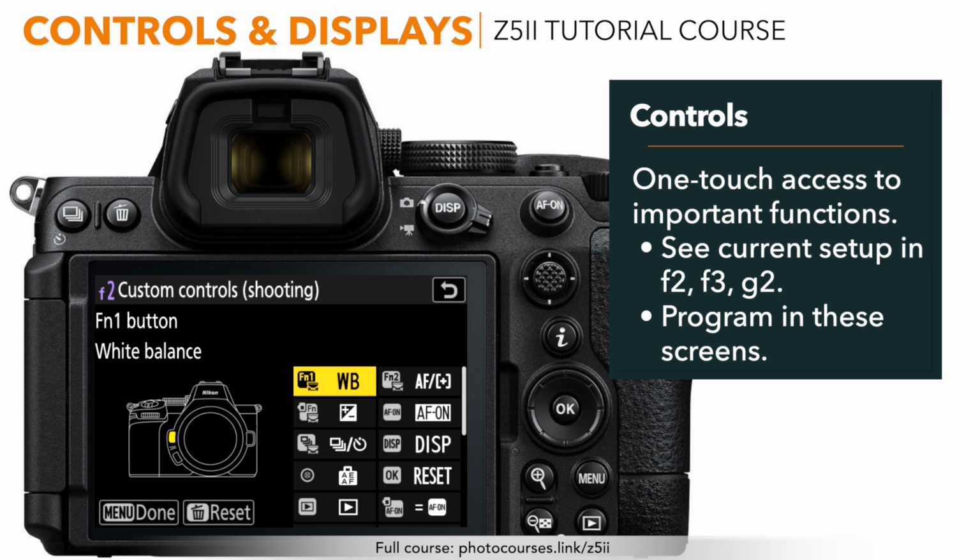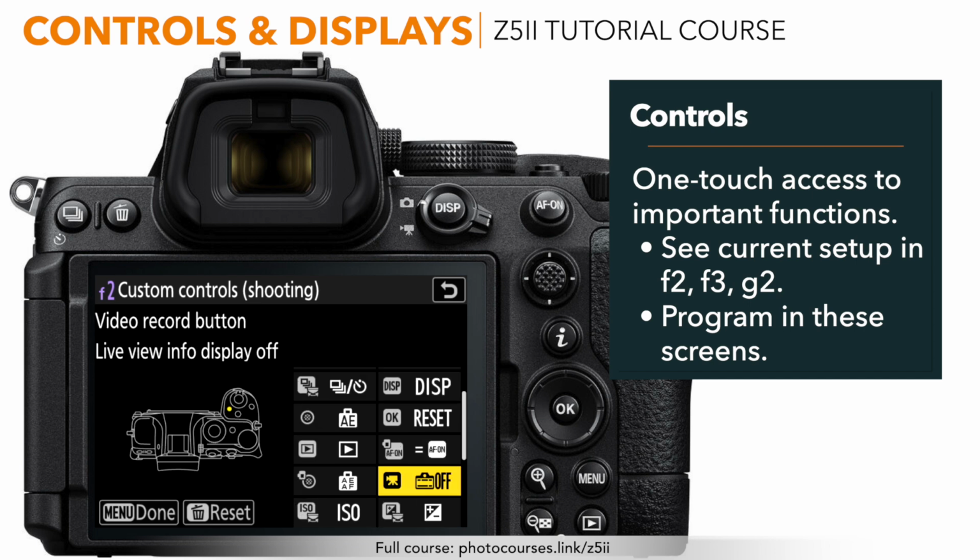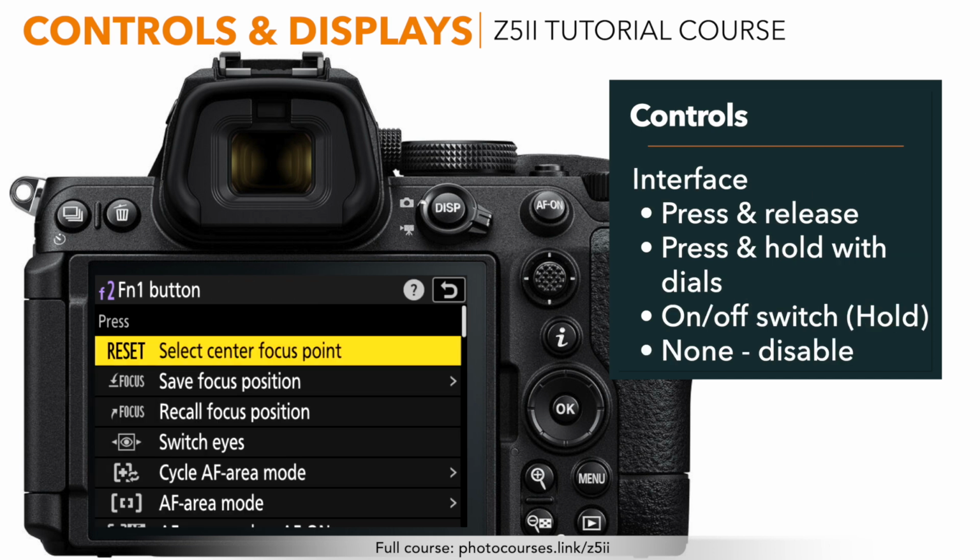You can just tap on or highlight and press OK to see what these functions are. Different functions are available for each control, and this is going to vary between shooting, playback, and movie modes. For example, you will see different functions available for the Lens FN button and the video recording button. So it's going to require that you go through each control to see what's available for that control. And there are some things to note when programming your controls.